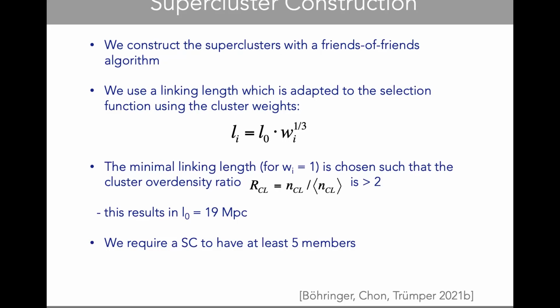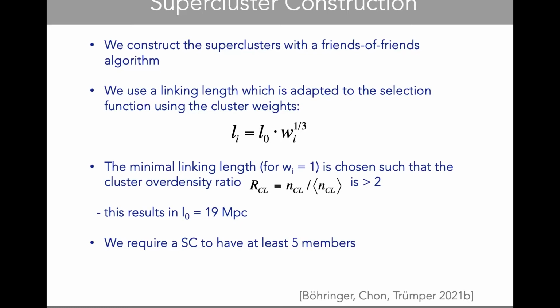And so I told you before how we calculate a weighting factor, and this weighting factor is now used to scale the linking length. So the weighting factor tells us basically how much underdense the cluster distribution is, because we don't sample all the clusters. And this goes into the cube root, into the linking lengths of the galaxy clusters. And so we have a varying linking length, which basically gets larger and larger to go out in redshift.